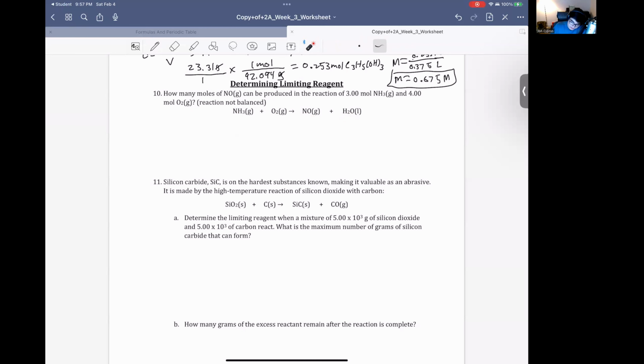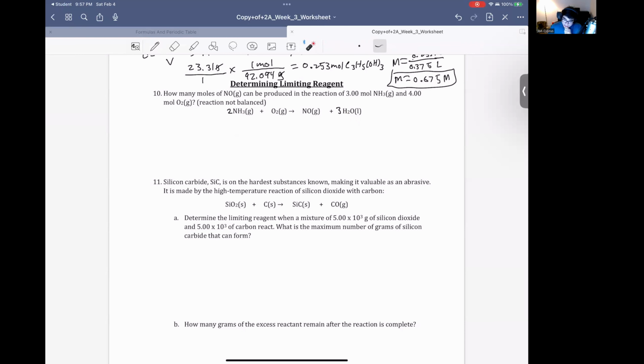So let's look at the hydrogens. We have 3 here and 2 here. That's not balanced. So let's go ahead and use the least common multiple of both those hydrogen subscripts, 3 and 2. The least common multiple is 6. So we're going to multiply this side by 2 and this side by 3. I have 6 hydrogens on each side. The least common multiple of 2 and 3 is 6, so I want 6 hydrogens on each side.